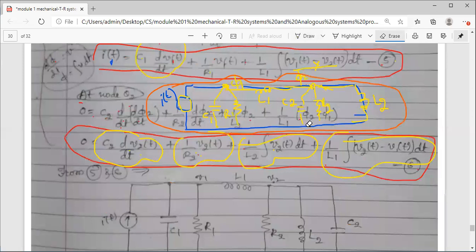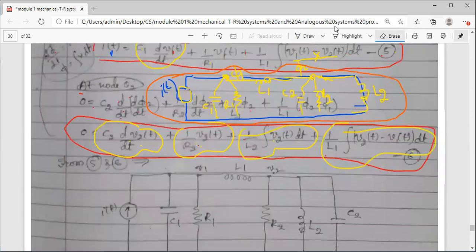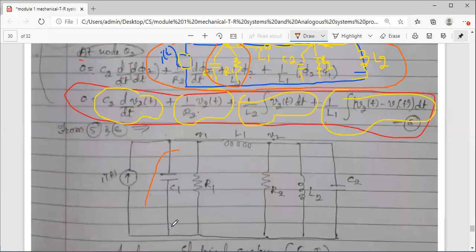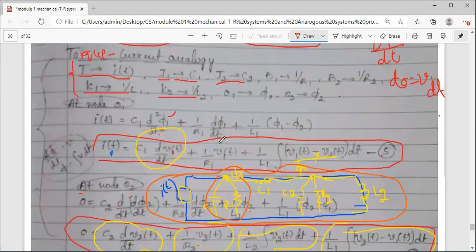The clear picture is here. Whatever I have just shown you here, this part I have drawn like this. No need to bother. You can draw in either way, no problem. And you have to connect the elements in parallel. In torque current or force current, we connect the things in parallel because voltage remains same in parallel circuits. And in case of torque voltage or force voltage, we connect the things in series because current remains constant.